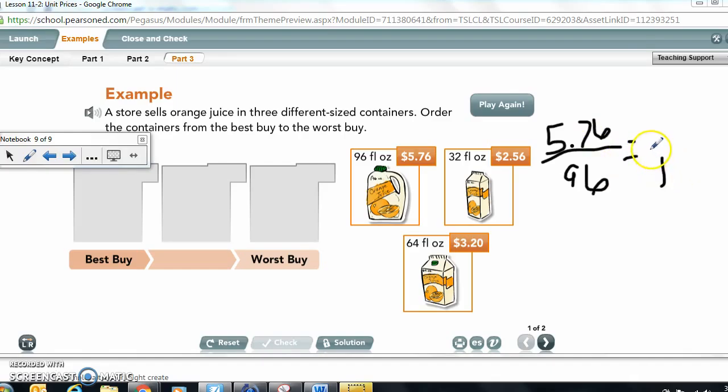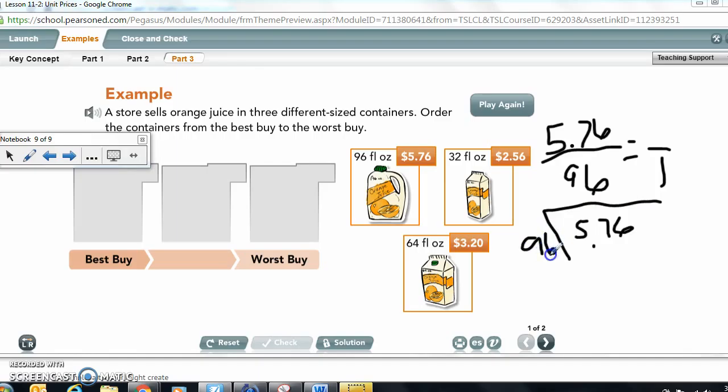So at this point, what we need to do is say, okay, knowing this, I need to figure out how much is in 1 ounce. So to get from 96 to 1, I'm going to have to divide by 96. So I'll have to do the same up top. So what's 576 divided by 96? Go ahead and put this in your notes.